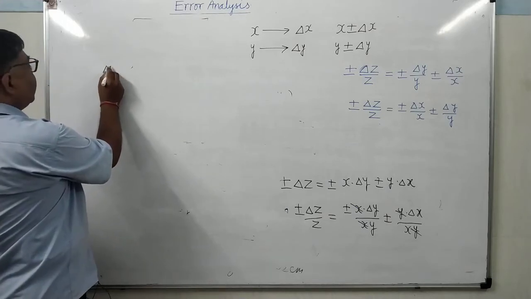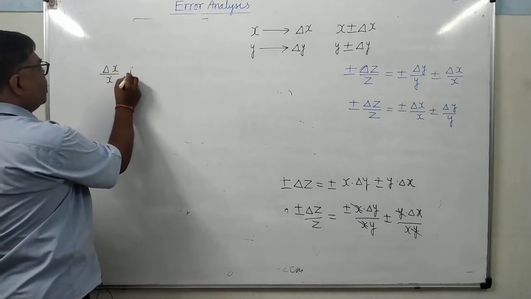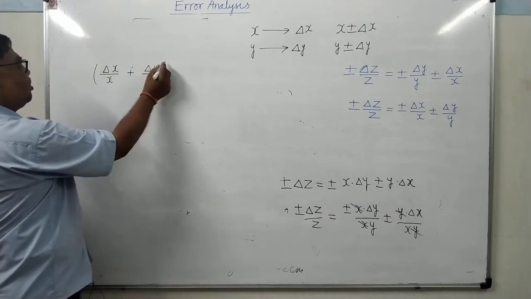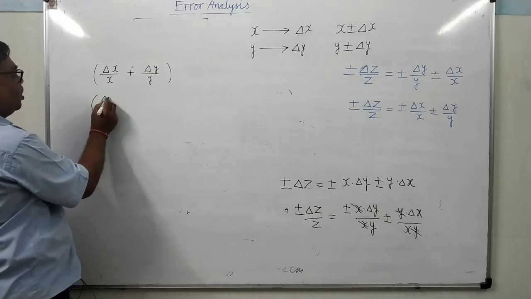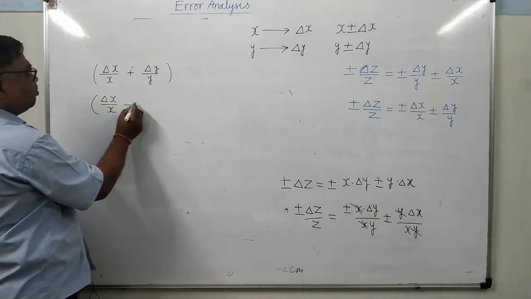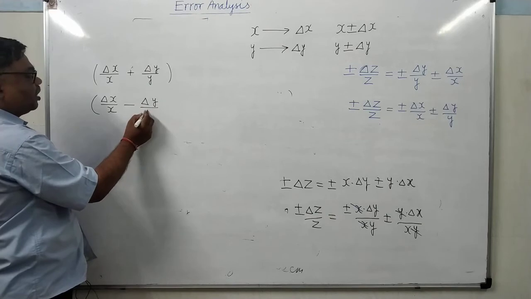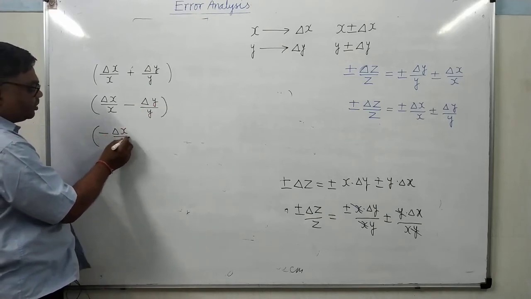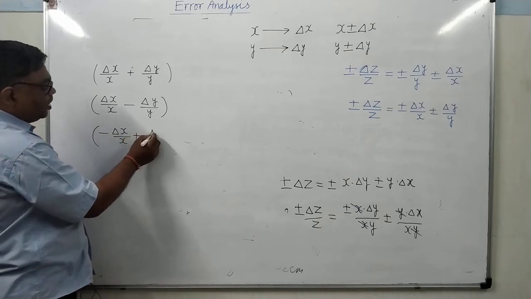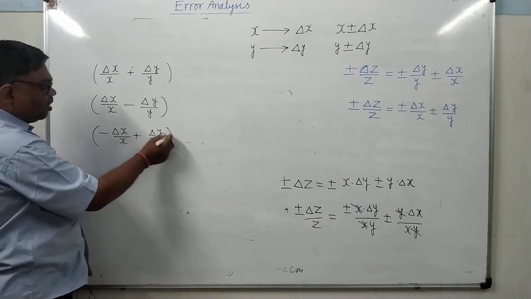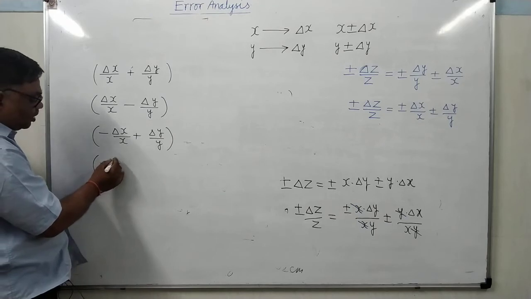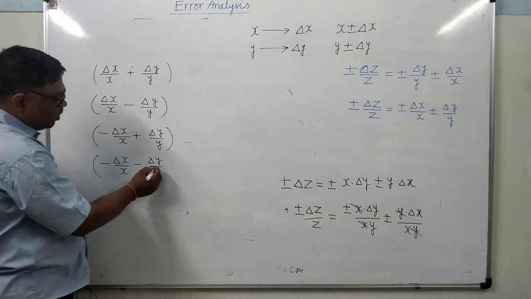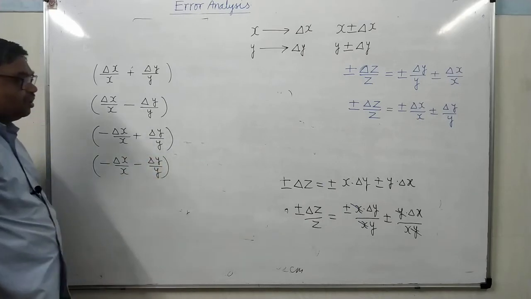It may be delta x upon x plus delta y upon y, or it may be equal to delta x upon x minus delta y upon y, or it may be equal to minus delta x upon x plus delta y upon y, or it may be equal to minus delta x upon x minus delta y upon y.